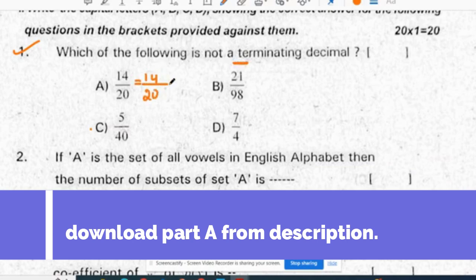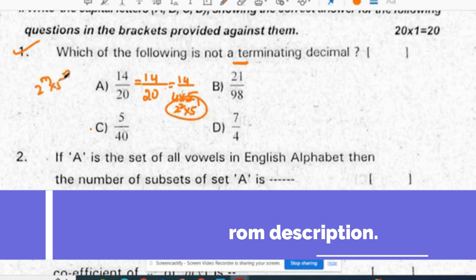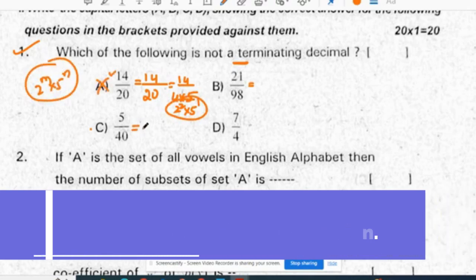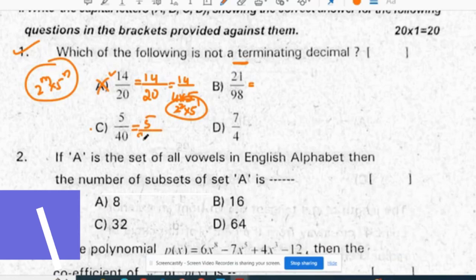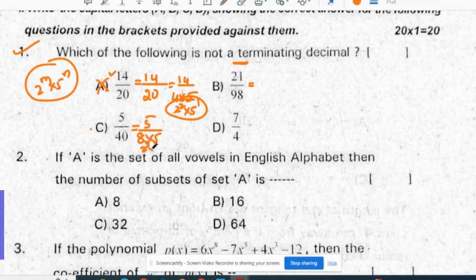First, check the denominator. The denominator is in the form of 4 into 5, that is, 2 power n, 5 power n. Since it is in the form of 2 power m and 5 power n, it is a terminating decimal. Let's see option C. 5 by 80, 40 can be written as 8 fives are 40, so 2 cube 5. Again it is a terminating decimal. 7 by 4: 4 can be expressed as 2 square. Again it is a terminating decimal. So the non-terminating decimal option is 21 by 98.